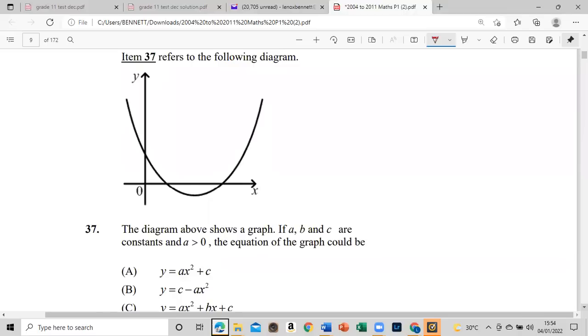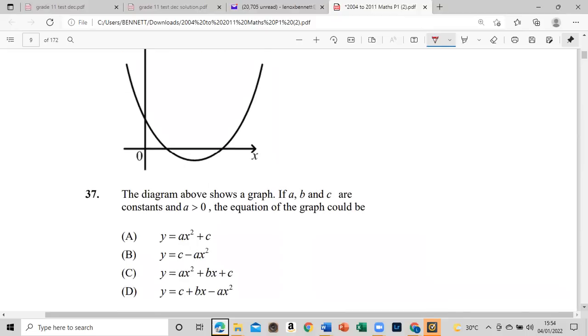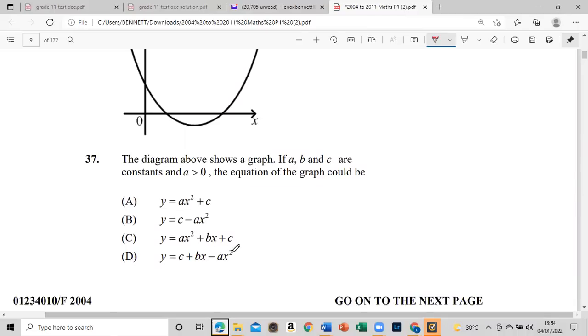37 refers to the diagram. The diagram above shows a graph, if a, b, and c are constants and a is greater than 0. The equation of the graph could be, alright, I could eliminate some of them. Couldn't be this. Once a graph turns, so couldn't be this neither. Right? Once a graph turns like this it is a minimum. The others are maximum, so we can eliminate them. And then now it's ax squared, so it is C. Alright, guys. So going on, done with 37.